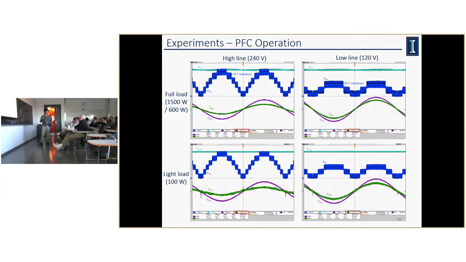So here is the experimental waveform. We tested the universal AC input PFC at the high line and low line. High line is 240 volts RMS AC, and low line is 120 volts RMS AC. And so here's the V out, the output DC, and you can see the multi-level waveforms, and also that the input voltage and current are in phase.